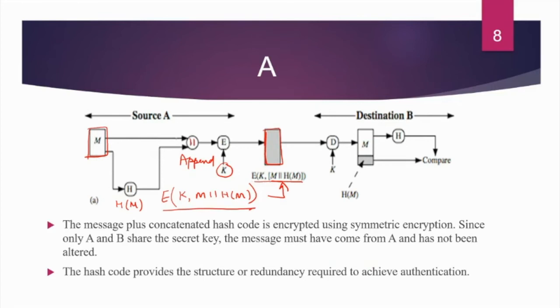At the receiver end, what will happen? B will first decrypt this using the same key K. If we are using symmetric key encryption, the key is already shared, so we will decrypt it. When we decrypt it, we get M appended with H of M. Now at the receiver end, B will separate these two things: M will be separated from H of M.